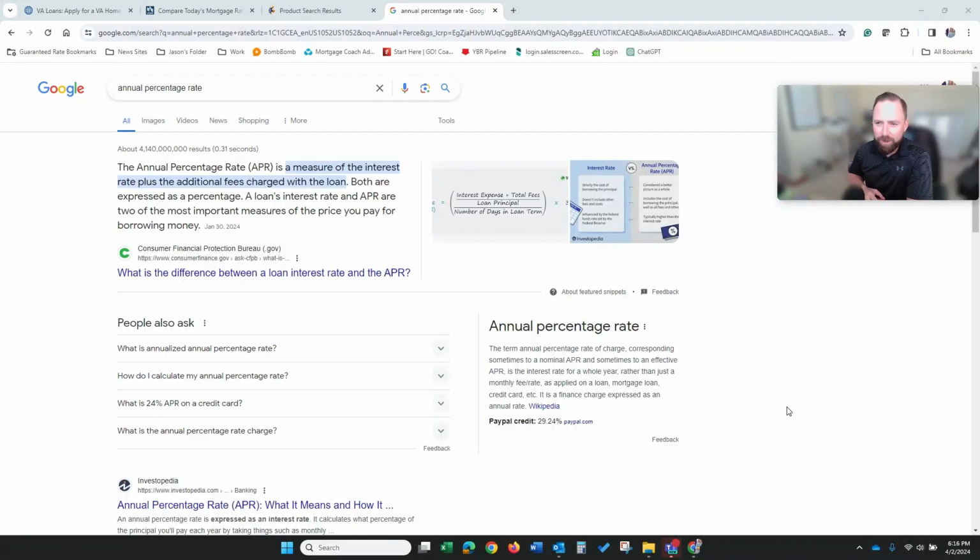What is APR, or annual percentage rate? You see it all the time, and everybody in the industry, especially in advertisements, will always say, look at the APR. What's the APR? It's very important to understand what the fees are that go into calculating the APR, or annual percentage rate, and also the difference between the APR and the note rate.